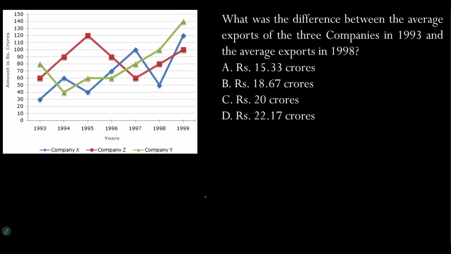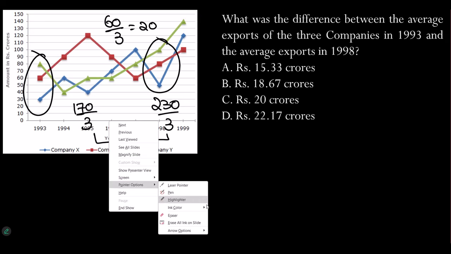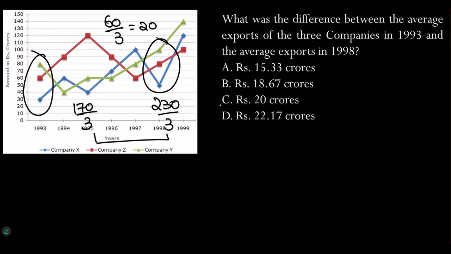Difference should always be positive, but this combination. Here 80, 60, 140, 140, 30, 170, 170 divided by 3 is the average. Here 100 and 100 and 80, 180, 180 and 50, 230 divided by 3. The difference is 60 divided by 3, which is nothing but equal to 20. Averages are 170 divided by 3, 230 divided by 3. Now if we take the difference, we got 20 crores. So this is a certain example in data interpretation regarding pie chart, line graph, bar graph, table.